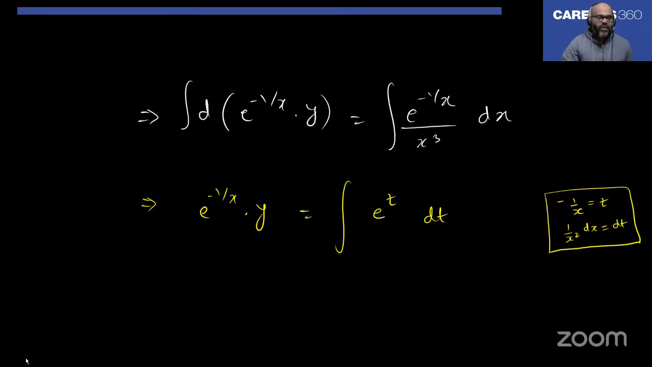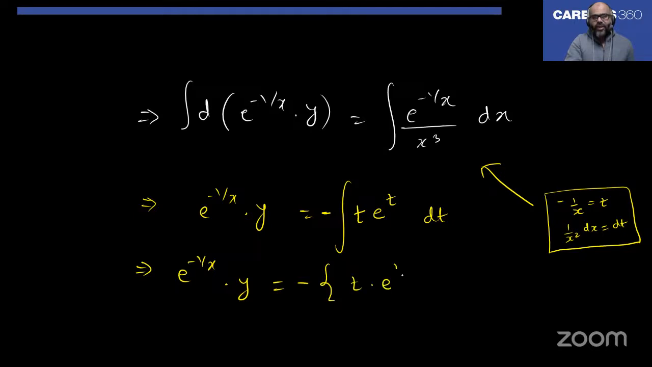So what we can say is that this is minus t e to the power t dt. After doing this substitution, minus 1 by x as t, so 1 by x square dx is equal to dt, it is written like this. This is e to the power minus 1 by x into y. Now apply integration by parts: first function, integral of second, which is e to the power t, minus integral of derivative of t, which is 1, times integral of e to the power t, which is e to the power t.